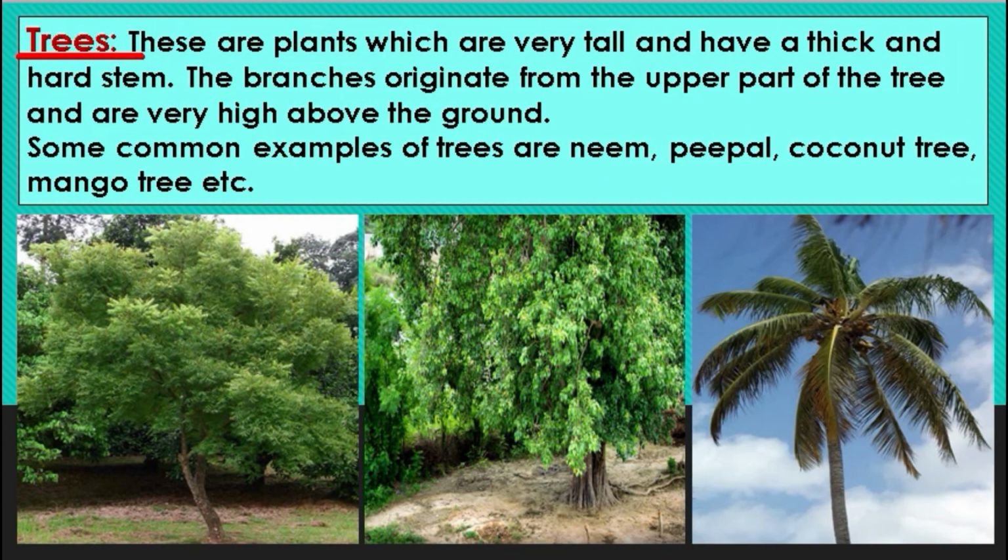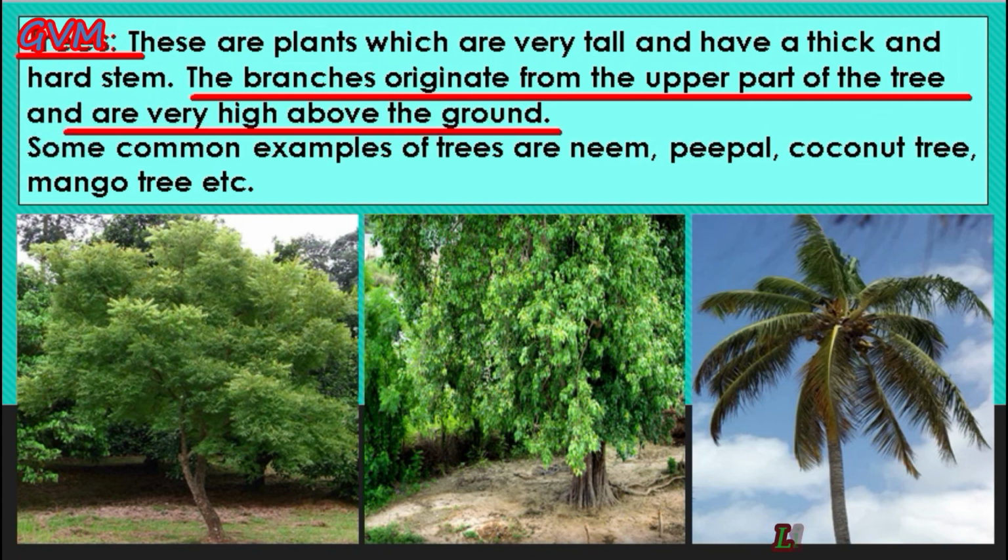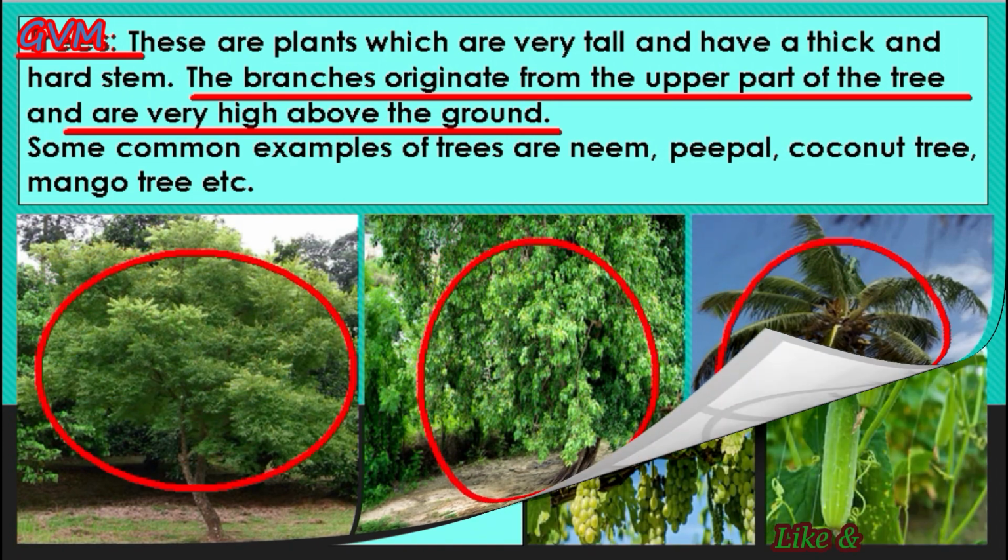Now students, the next category is trees. Students, a tree is a tall plant with a trunk and branches made up of wood. And students, as compared to shrubs and herbs, trees can live for many years, and in trees the branches originate from the upper part and are very high above the ground, as for example neem, peepal, coconut, etc.